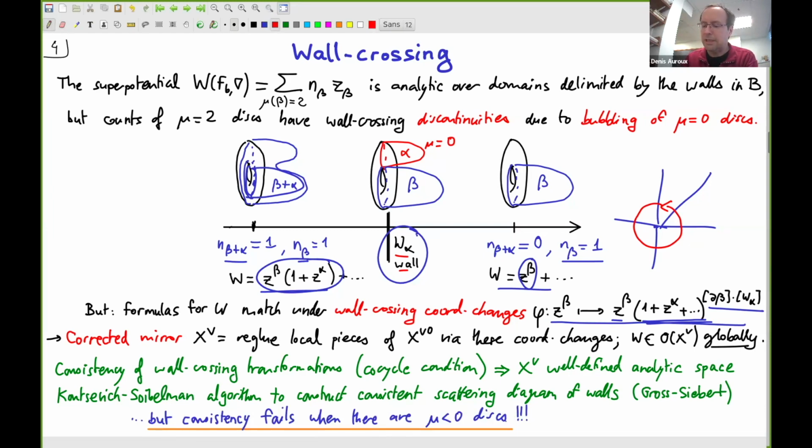Unfortunately, the problem is that consistency fails when there are negative Maslov disks. The reason it fails is that now Maslov index 0 disks don't have to break into pairs of Maslov 0 disks. They can also break into a positive Maslov disk with a negative Maslov disk. So, from that perspective, my whole talk is kind of trivial. It's just to remind you that 0 can be something other than 0 plus 0. It can also be positive plus negative.